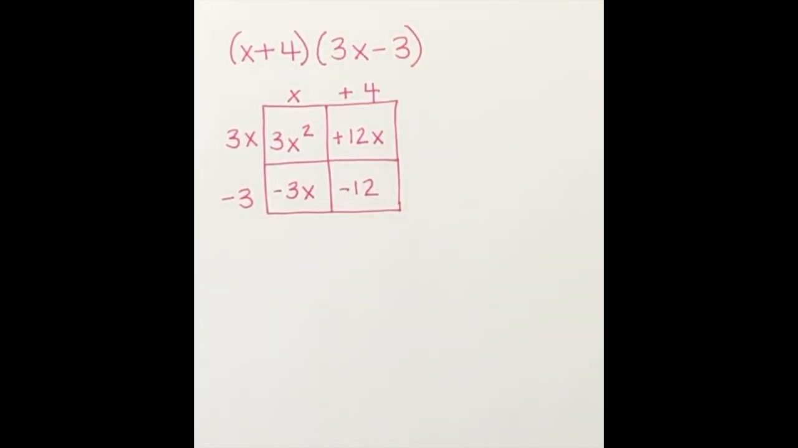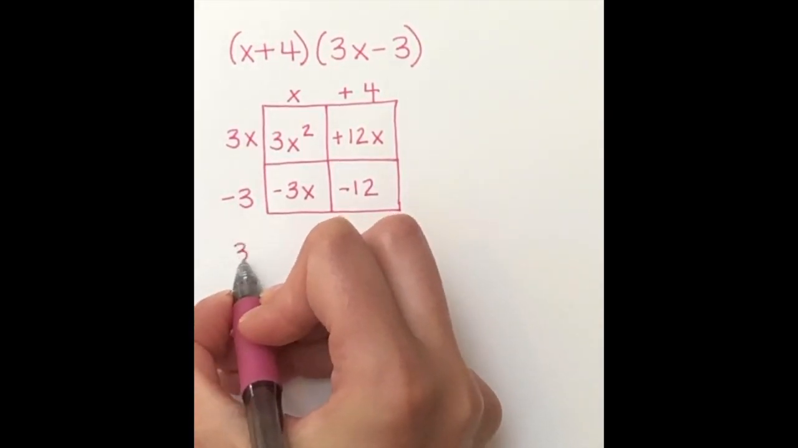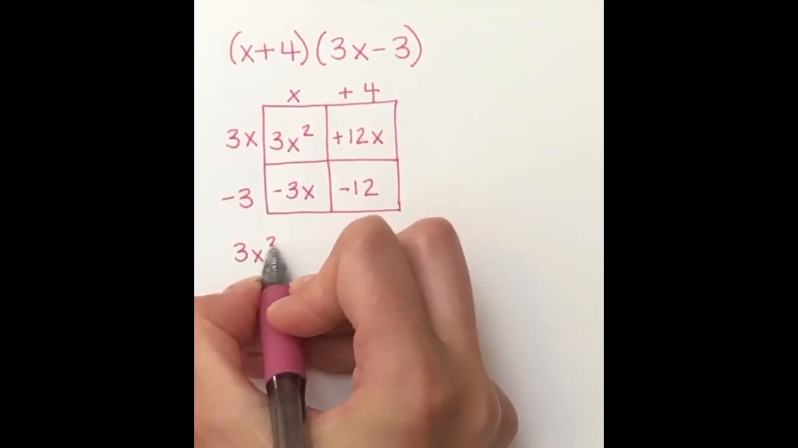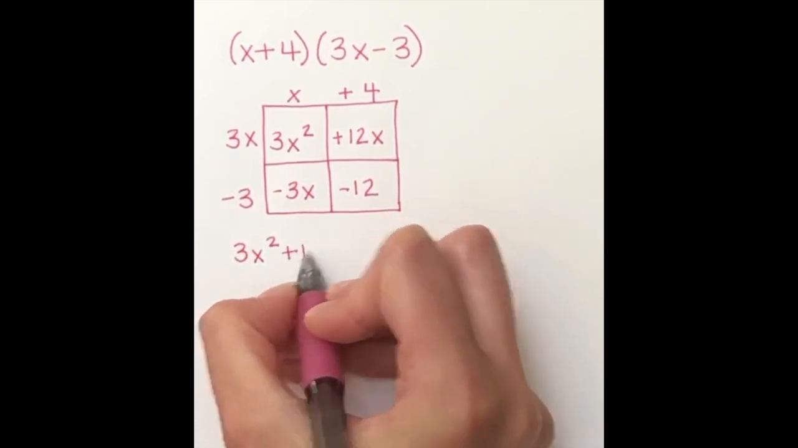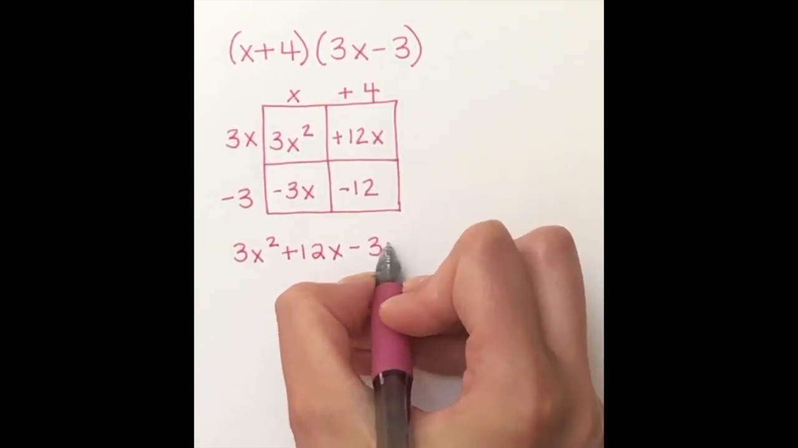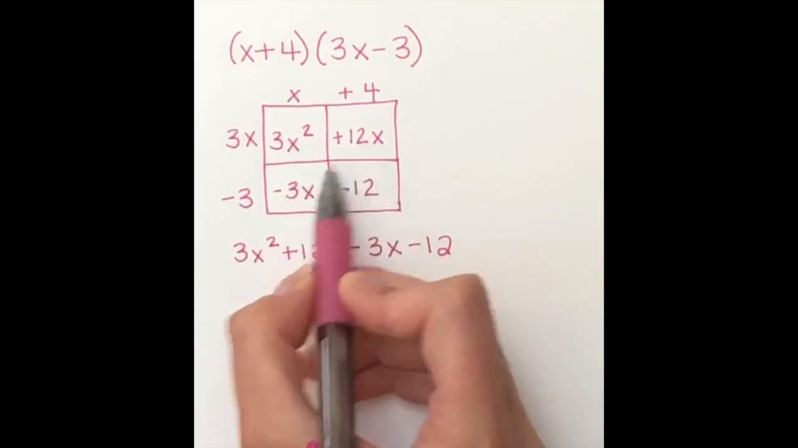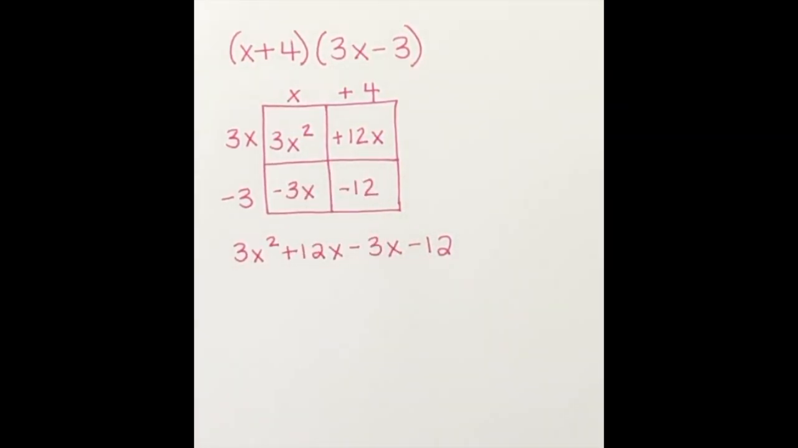So I'm going to go ahead and I'm actually going to write all of this out in standard form. So when I do that, I have 3x squared plus 12x minus 3x minus 12. And again, I just wrote it in the order that we did the multiplication, and I wrote it so it would be in standard form.